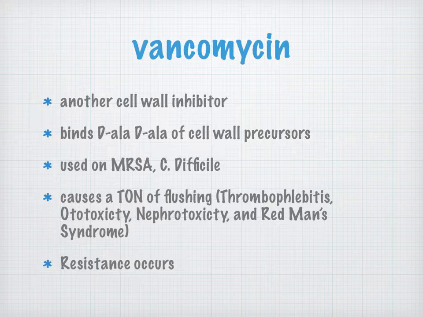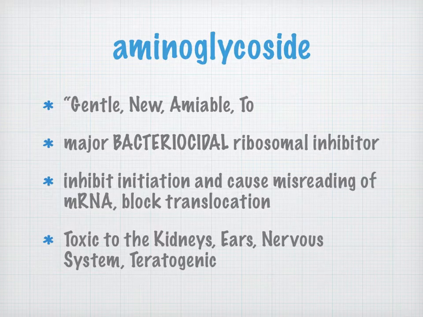Vancomycin is another cell wall inhibitor. It binds D-ala-ala of cell wall precursors. It's used on MRSA and C. difficile. It causes a ton of flushing, and when I say a ton of flushing, the TON stands for thrombophlebitis, ototoxicity, nephrotoxicity, and the flushing is red man syndrome. So, red man syndrome is just something that can be prevented by treating the patient with antihistamines and slow infusion of the drug. So resistance can occur.